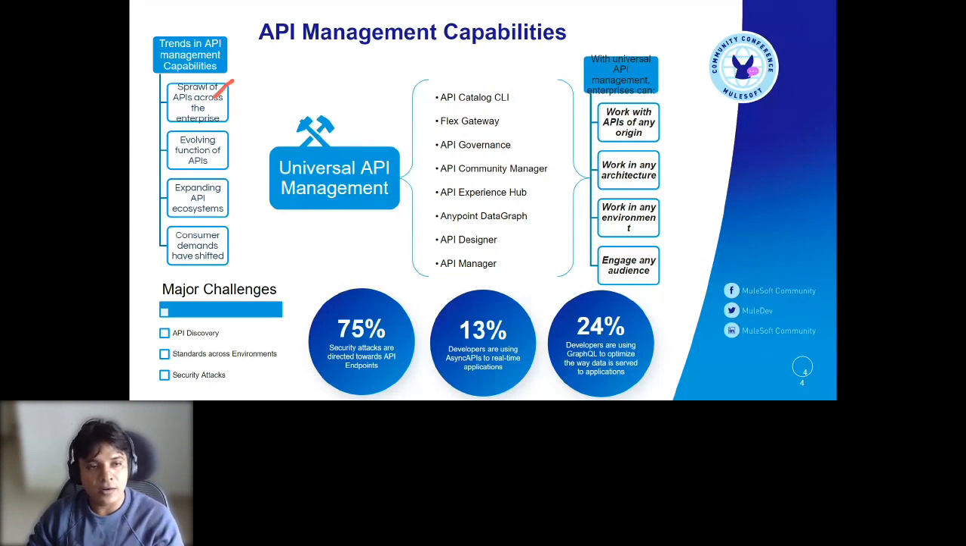Is there a solution for satisfying these trends? Yes, we have Universal API Management with these features. We have the API Catalog CLI to publish your assets.